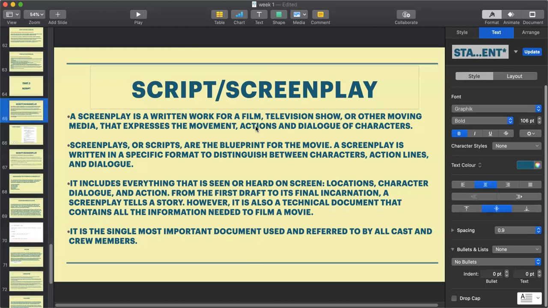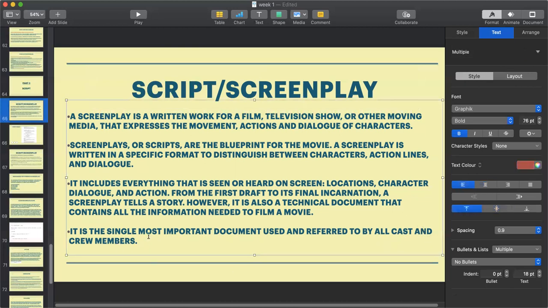will happen. A screenplay tells a story. However, it is also a technical document which contains all the information needed to make a movie. Okay. It is the single most important document used and referred to by all cast and crew members. Like I said, if there are 100 members in a film, the 100 members will have a copy of the script. So all of them will know what is going to happen in the film.